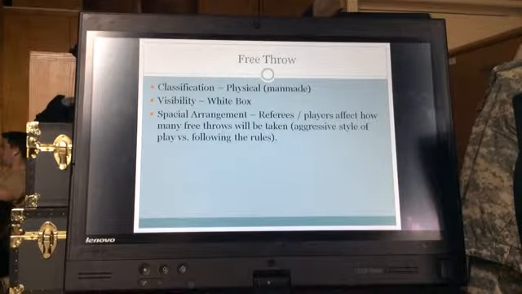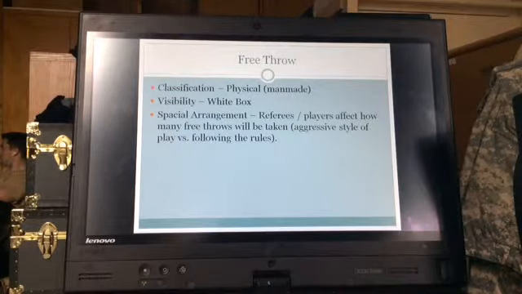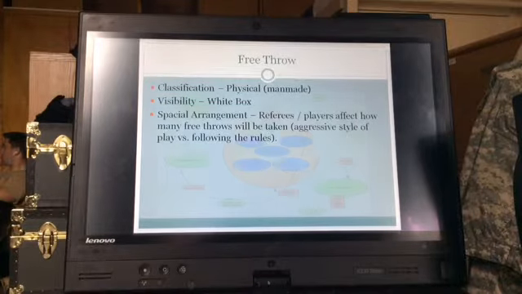In regards to spatial arrangement, we're focusing on the environment and other systems that impact the free throw system. So in this case, we have referees and players. Referees dictate how many times a player or players will go to the free throw line, and that is also affected by how aggressive players are playing or if they're following the rules.